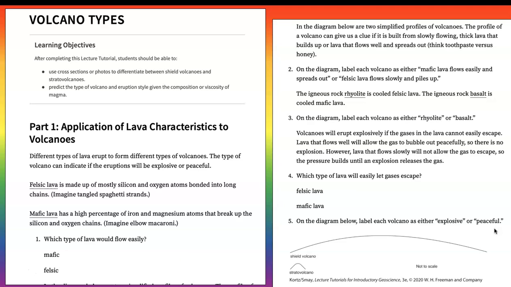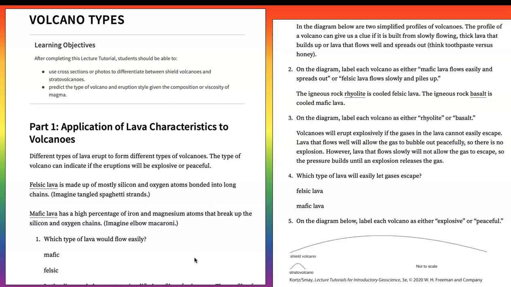magma. This first part explains that different types of lava erupt to form different types of volcanoes, and that's because of their viscosity. If they're thick, they're going to flow in one particular manner, and if they're thin, they're going to flow in a different manner, and that's going to result in two very different looking volcanoes. The volcano type can also indicate if the eruptions will be explosive or peaceful.